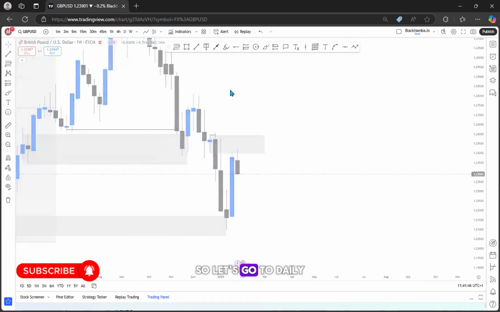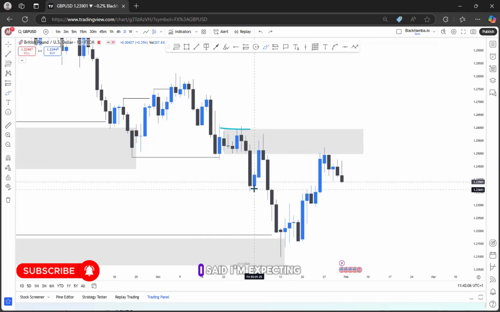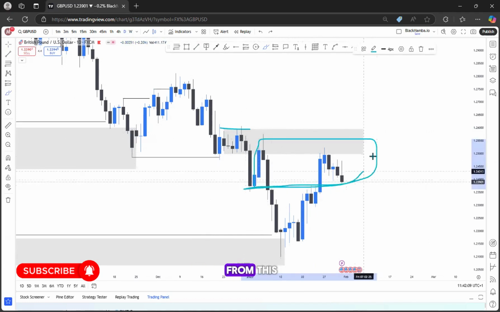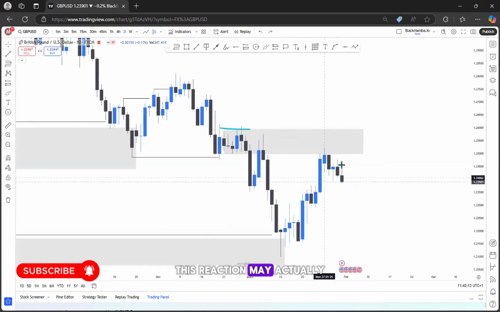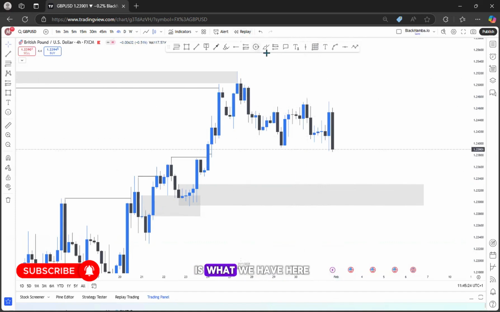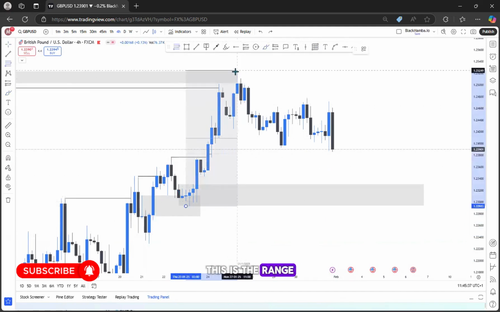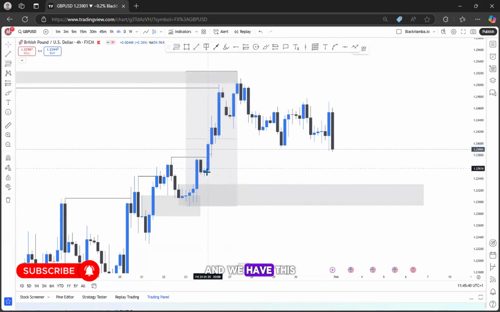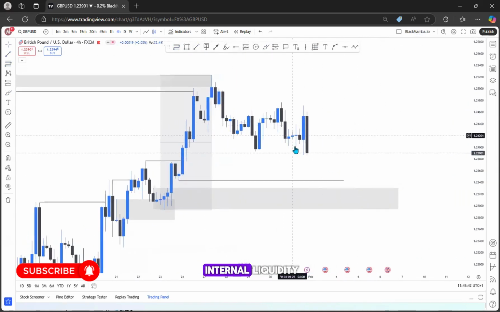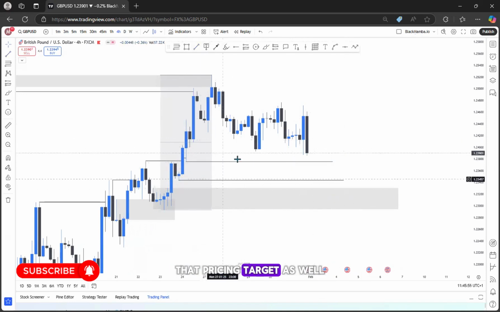So let's go to daily and see if we can see what is going on clearly. If you watch my previous video, I said I'm expecting some kind of reaction from this order block here. Now this reaction may actually lead to price taking here. Presently on 4 hour, this is what we have here. We have price push up, it retraces back down and pushes up like this. This is the range of 4 hour presently, and we have this level here as an internal liquidity that I think price will target in the coming week. We have this area as well as internal liquidity that price will target as well.